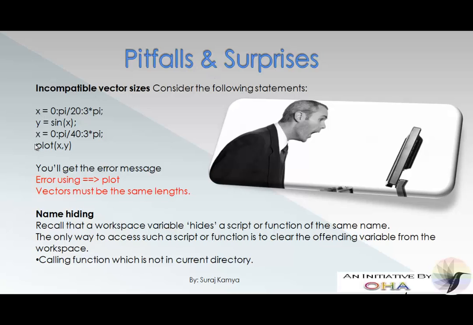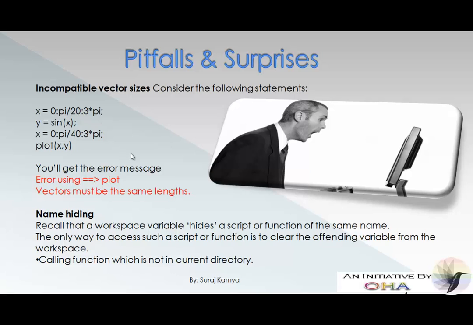In this program, the error will be that the vector lengths must be the same. As I have already explained in the graphics chapter, when you are using a graphic function like plot, the two arguments must have the same vector length. So let's analyze how the vector lengths are different. Here you have written x from 0 to 3 pi, and the step size is pi by 20. Now suppose there are 100 samples and we have computed sin x for these 100 samples. Now we have changed the step size of x to pi by 40. Now the number of samples will change.